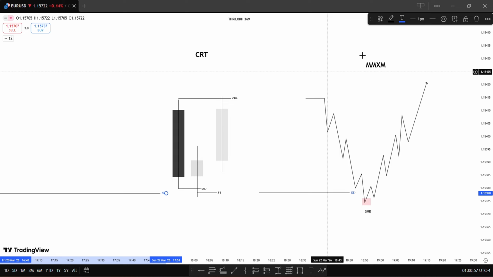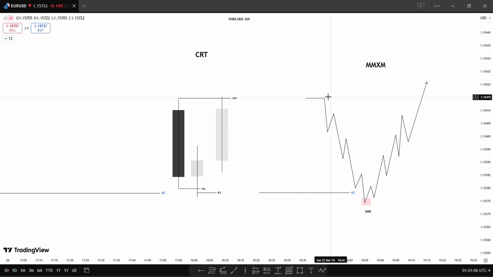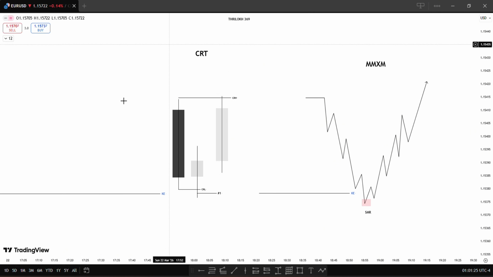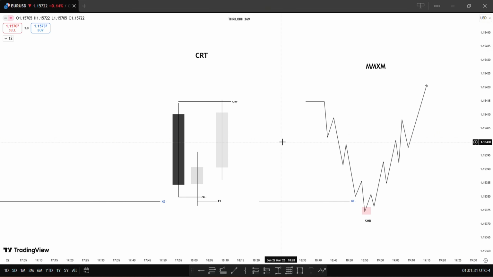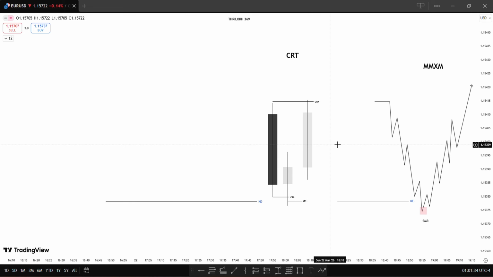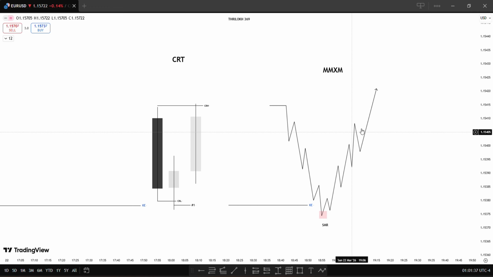On the right hand side, I show the MMXM, the market makers buy model and sell model. This is the actual CRT which has taken place here. Smart money reversal time. Here also smart money reversal time. We enter on the model 1, the lower time frame model 1. When it was 4 hour, I use the 1 minute for the model 1. The same when it was daily, I use the 1 minute for the model 1. When it's weekly, I also use the 1 minute model 1, because I know the market is moving on time, so it's easy to understand.